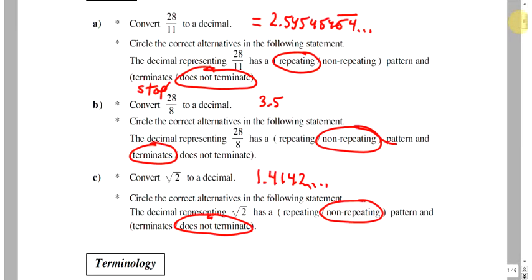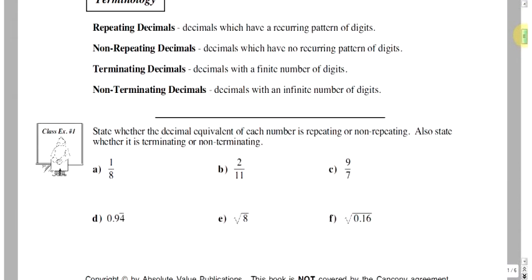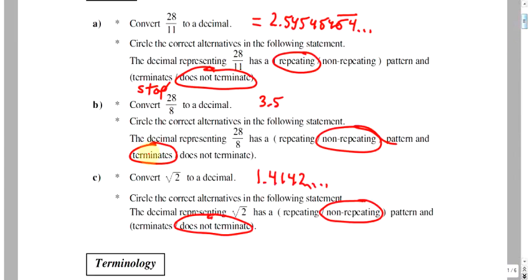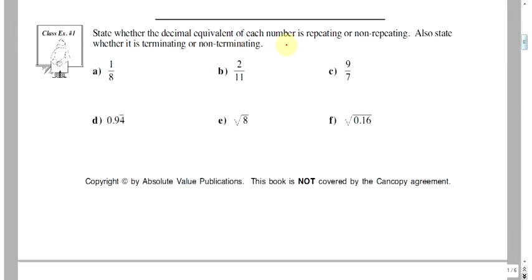What else could possibly happen? Okay, either it terminates or it doesn't terminate, but if it doesn't terminate, it repeats, or it doesn't repeat. Can someone come up with a different situation on what's going to happen when we divide any fraction? Okay, here's some terminology, but I already kind of explained it. Okay, state whether this decimal equivalent of each one of these numbers is repeating or non-repeating.